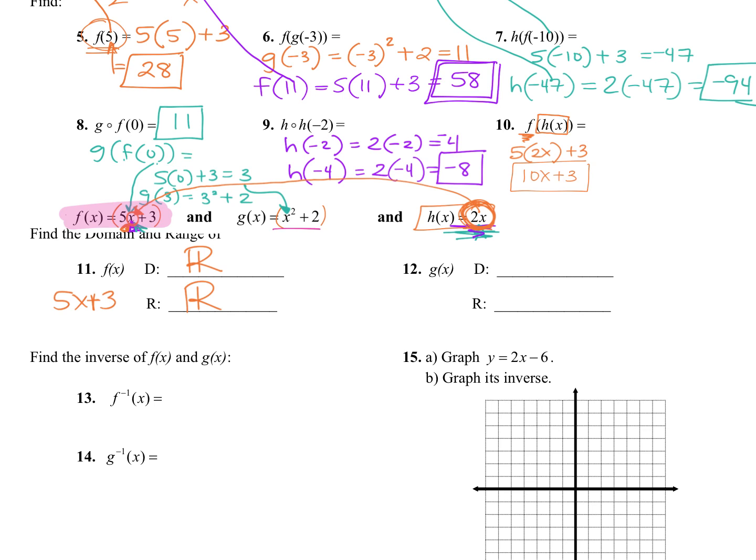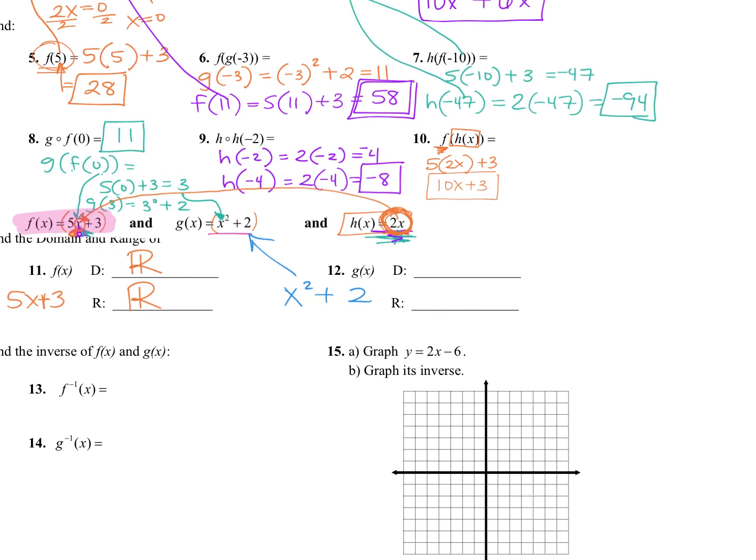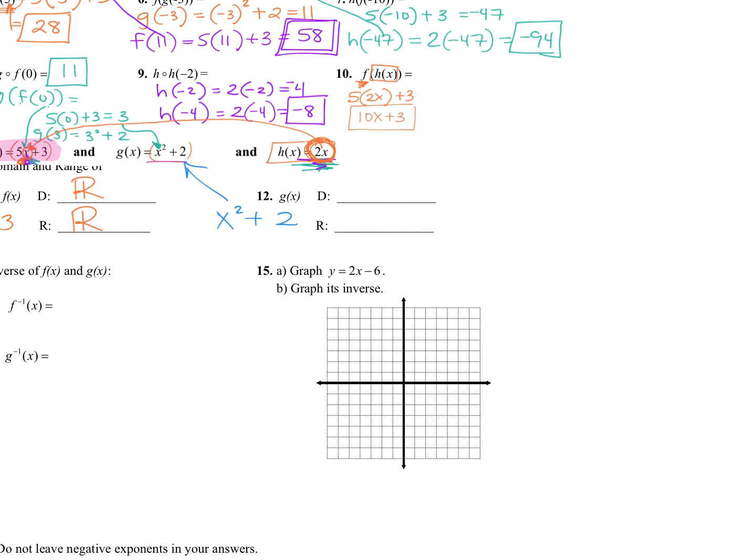Then look at 12. G of x is x squared plus 2, right? That's your function, x squared plus 2. What does that graph look like? It's a parabola. Do you know what has happened to that parabola? It went up 2. Okay, so I'm just gonna give you a quick freehand sketch of this. 1, 2. The parabola is gonna look something like this, okay?